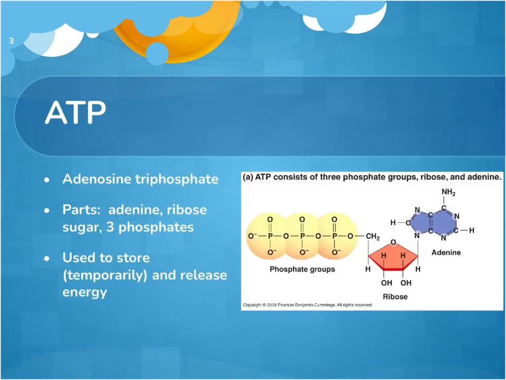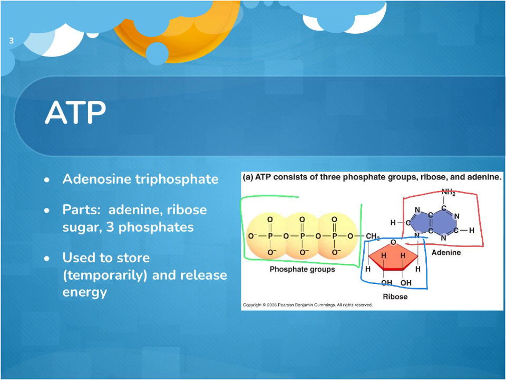ATP is a molecule. ATP stands for adenosine triphosphate, and it's made of three different parts. It's made of an adenine, so that's this group here. It's made of a ribose sugar, that's this, and then it's also made of three phosphate molecules. This molecule is used to temporarily store and release energy, so it's kind of the energy molecule of the cell.